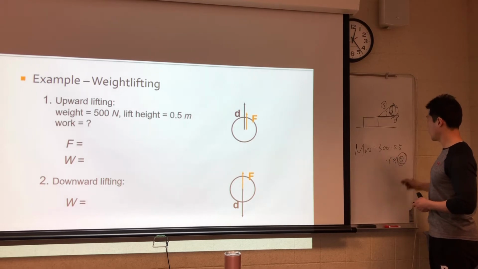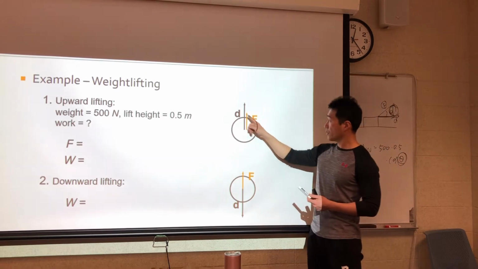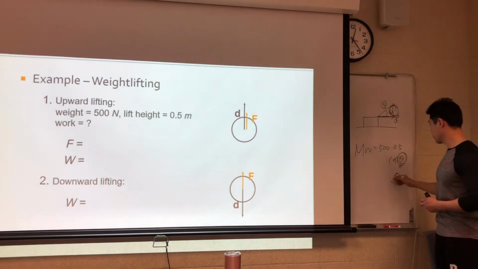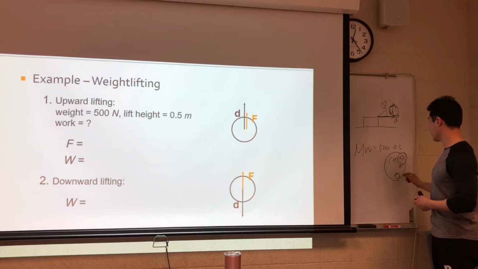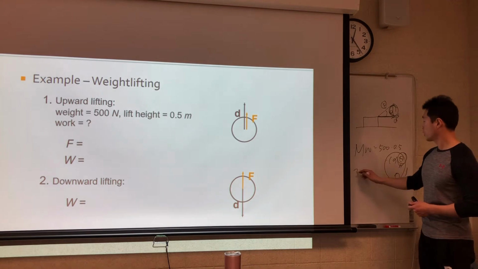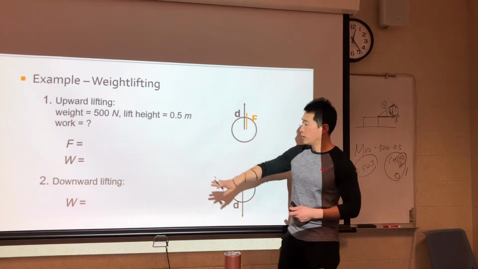How much angle is between force and displacement? Since they are acting in the same direction, the angle will be 0 degrees, and cosine 0 is equal to 1. The answer will be 250 joule for this one.